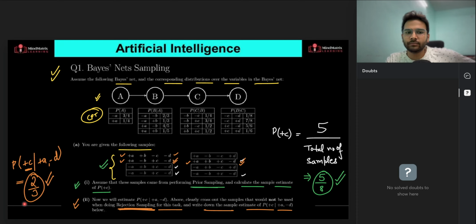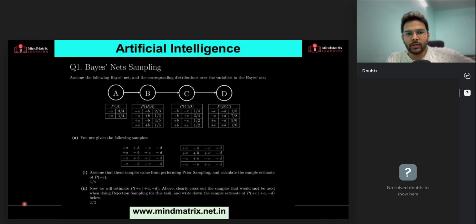Is this clear? This type of question you can expect from rejection sampling. Shall we proceed now? Anyone having any doubt in this? Okay. Now let's try it. So as you can see, the answers are also given here. 5 by 8 and 2 by 3.